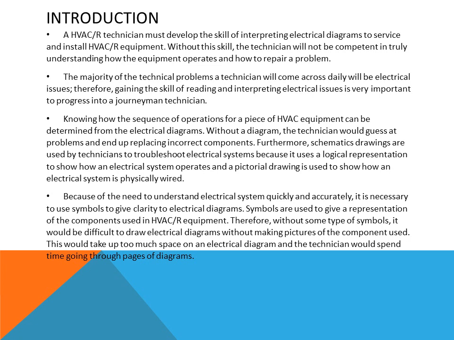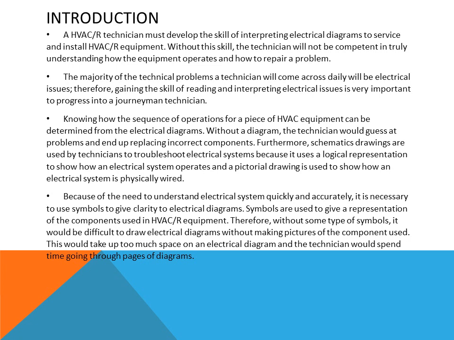The sequence of operation for a piece of HVAC equipment can be determined from the electrical diagrams. Without a diagram, the technician would guess at problems and end up replacing incorrect components. Furthermore, schematic drawings are used by technicians to troubleshoot electrical systems because they use a logical representation to show how an electrical system operates. And a pictorial diagram is used to show how an electrical system is physically wired.